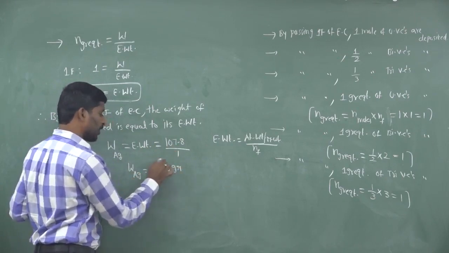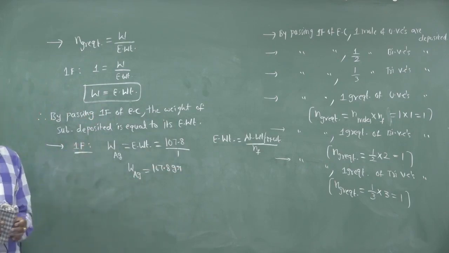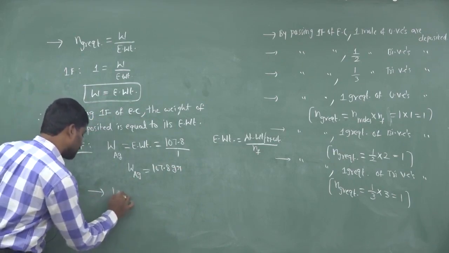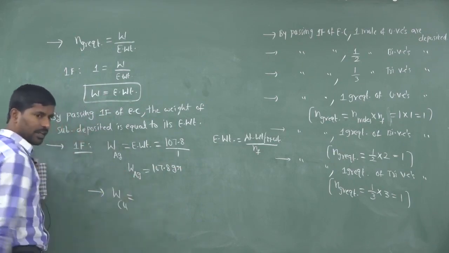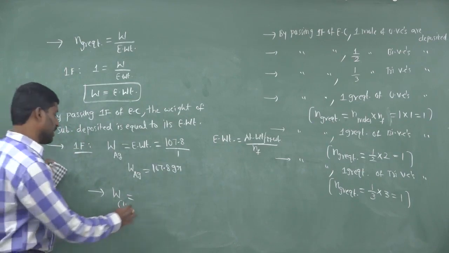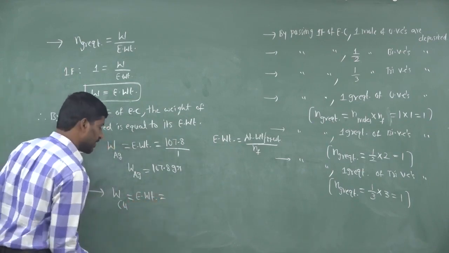107.8 grams. Nearly 108 grams of silver will be deposited if you pass 1 Farad of electric current. If you pass 1 Farad of electric current through a solution having copper 2 plus ions, what is the weight of copper deposited? The weight of copper deposited is nothing but its equivalent weight. What is the equivalent weight of copper?